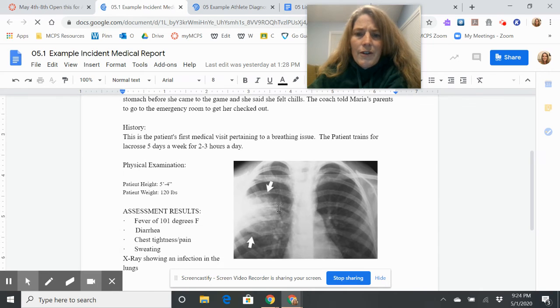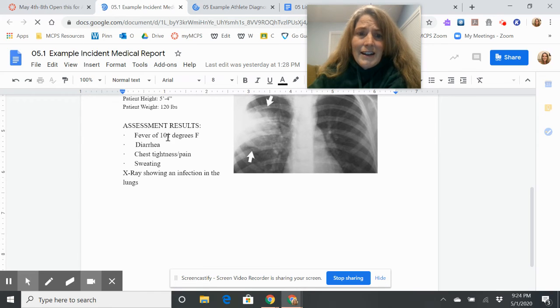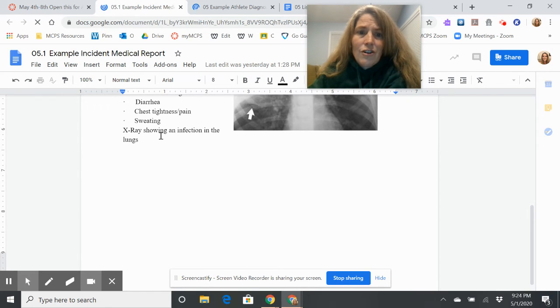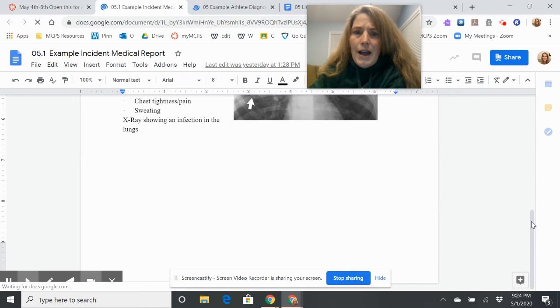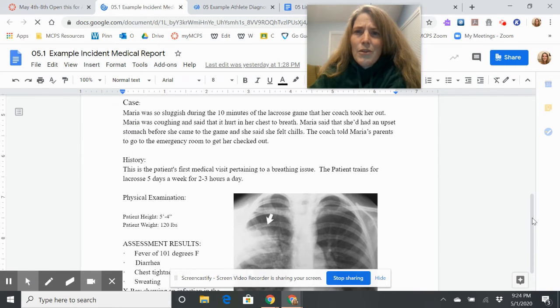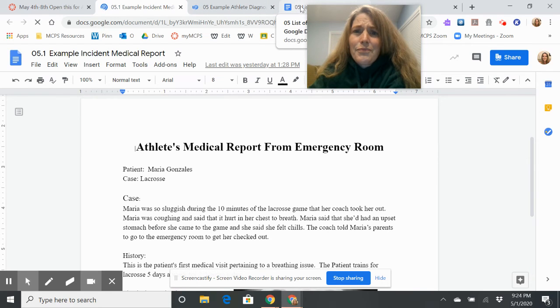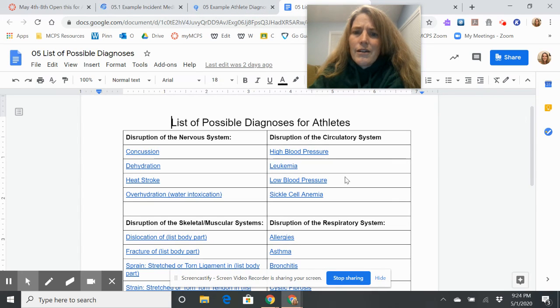It tells me down here I have an x-ray, and I can see in the x-ray that there's something right here. It's an infection. It tells me that the x-ray shows an infection. She's been sweating, her chest is tight, she has diarrhea, and she has a fever. So the fact that there's a chest x-ray, I would know that it's something to do with respiratory symptoms, and then I might wonder, is it asthma or is it one of these other things? I happen to know this would be pneumonia because the fever is a hint that it's probably an illness versus just asthma or allergies.